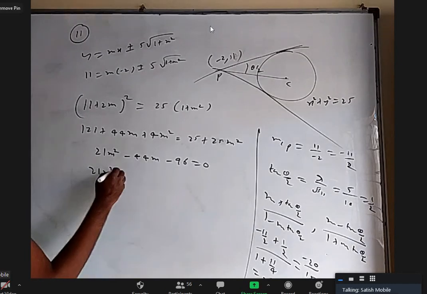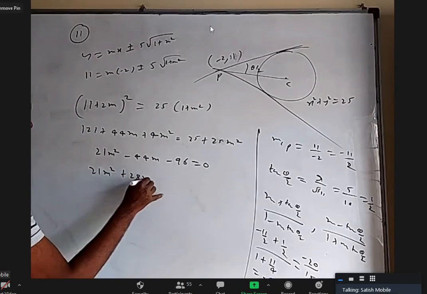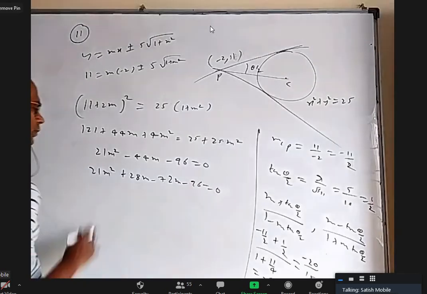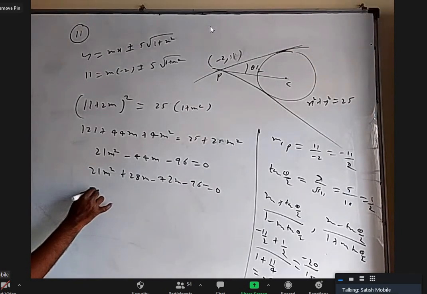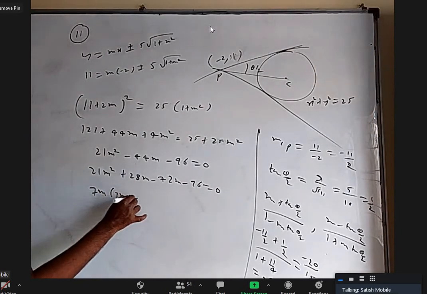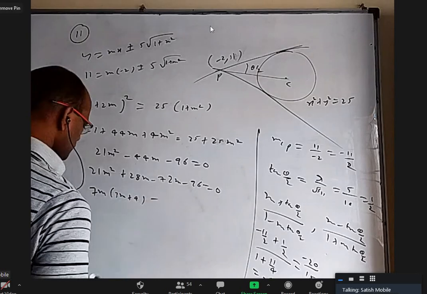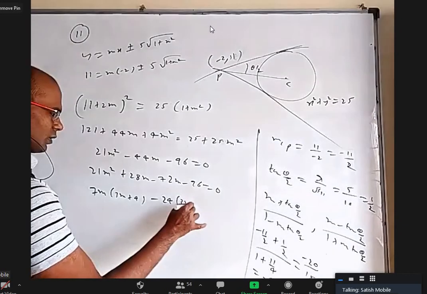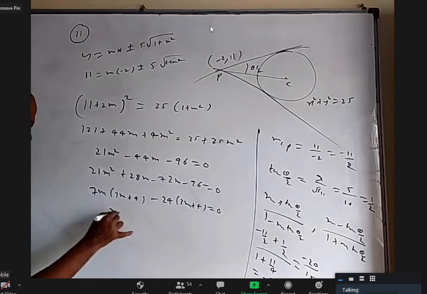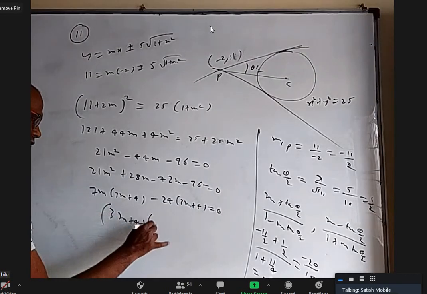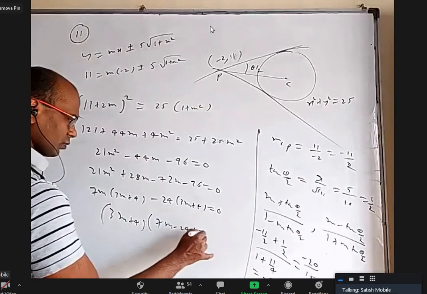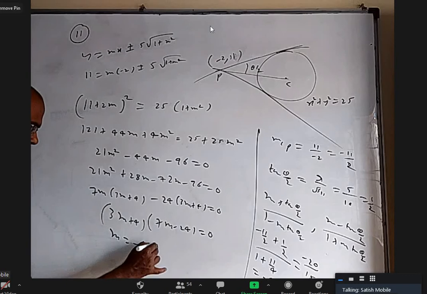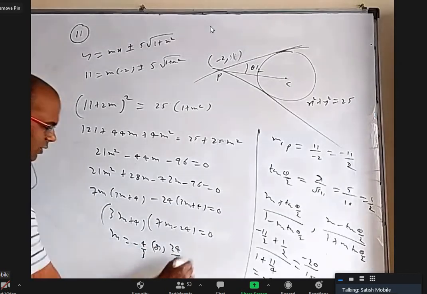So plus 28m minus 72m minus 96 equal to 0. From these two, if I take 7m common, I'll get 3m plus 4. From this, if I take 24 common, 3m plus 4 equal to 0. So 3m plus 4 into 7m minus 24 equal to 0. m equal to minus 4 by 3 or 24 by 7. Yes.